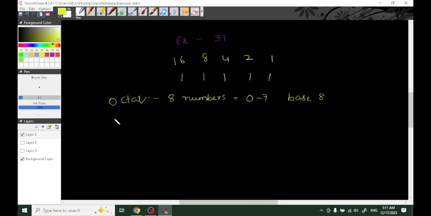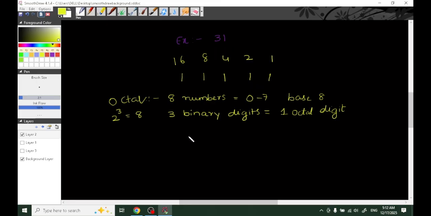Octal number system and binary number system, there is a relationship. Octal number system means 8 numbers, and in binary we have only 2. So, what is the relationship? 2 power 3 is 8. It means that a group of 3 binary digits equals 1 octal digit. So, what do you mean by this?